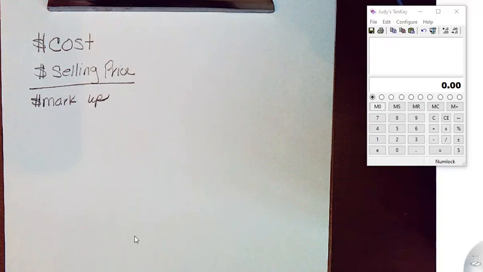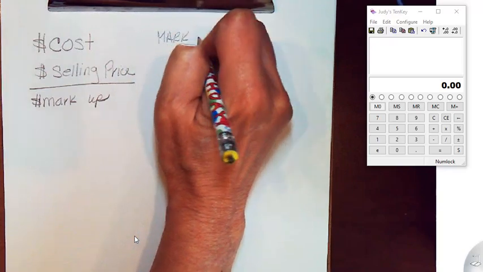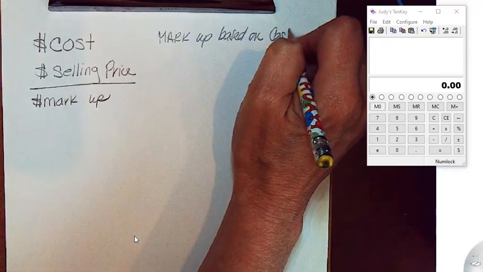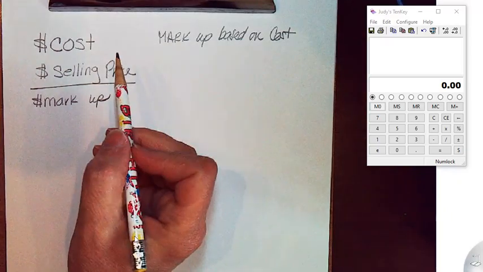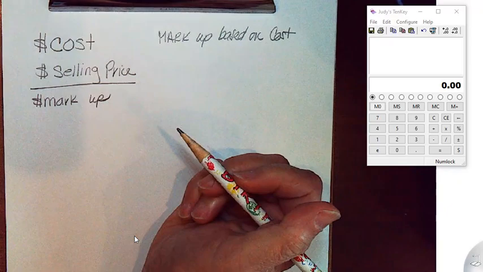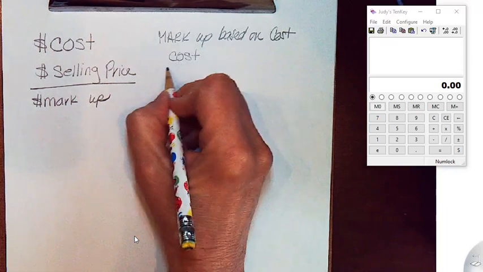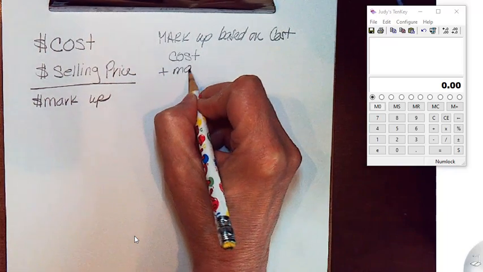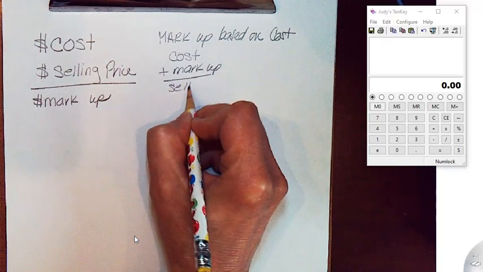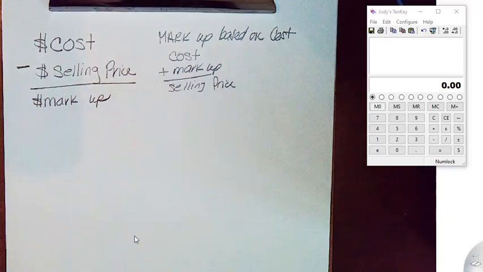Many places use markup based on cost. That's what we're working on first. Markup based on cost. So cost plus markup is going to equal selling price. So if it costs me $10, I mark it up $5, what am I going to sell it for? Okay, so that's what we're working on.